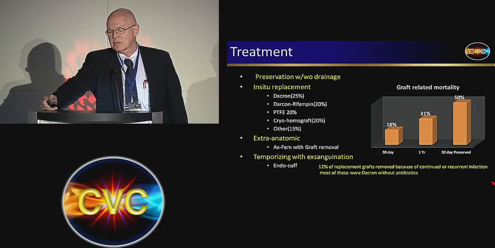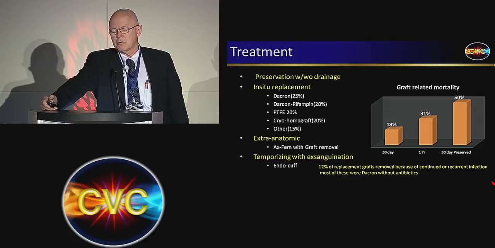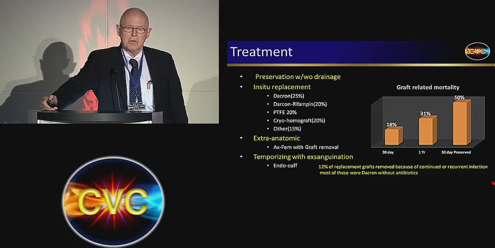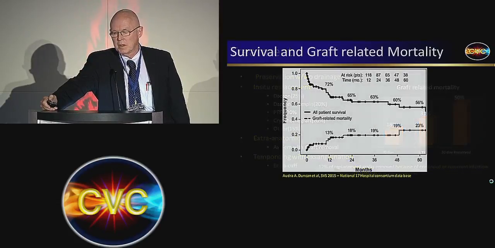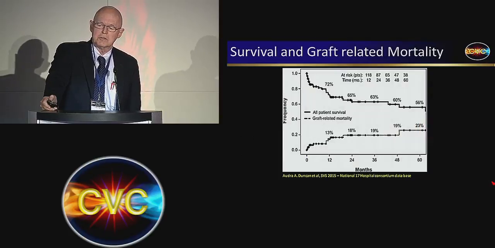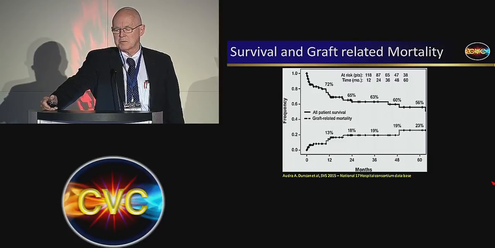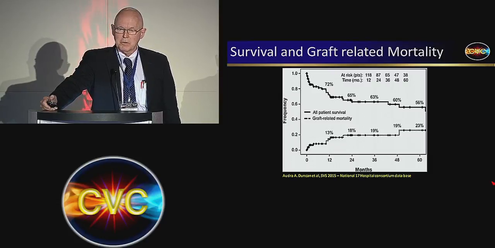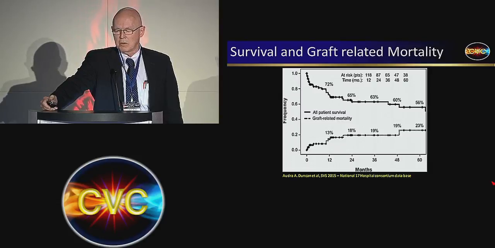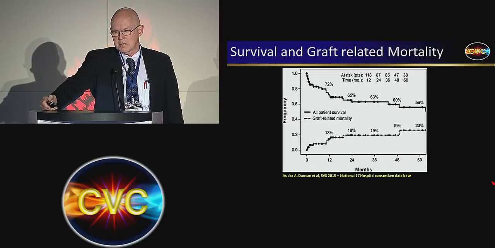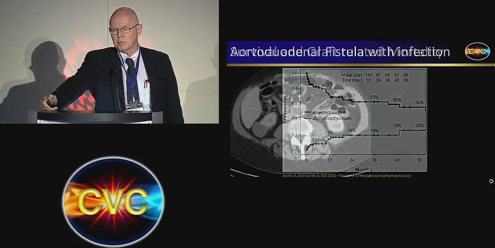12% of the replaced grafts are removed because of continued or recurrent infection. And you have to imagine that that's in the ones that are strong enough to really consider that. And here's the survival and graft-related mortality over time. And I would say that in this particular paper, the graft-related mortality is probably underestimated. And if you look at the first-year mortality of 28% overall, that most of that is probably graft-related. But their definition of that, I think, made their data look a little more favorable.